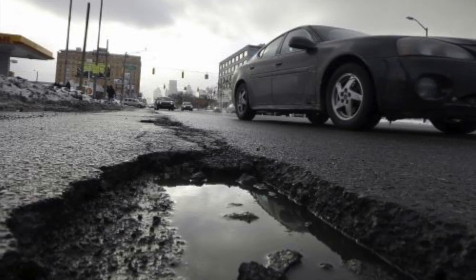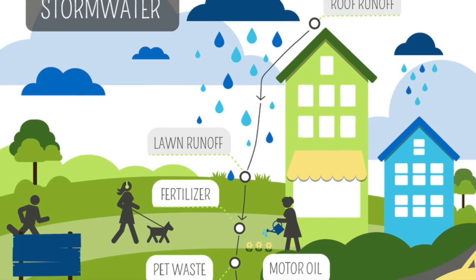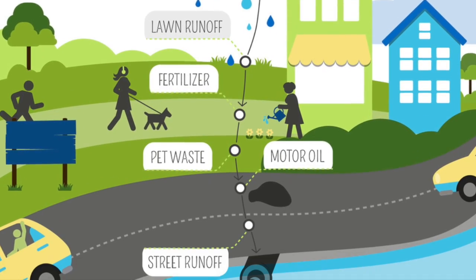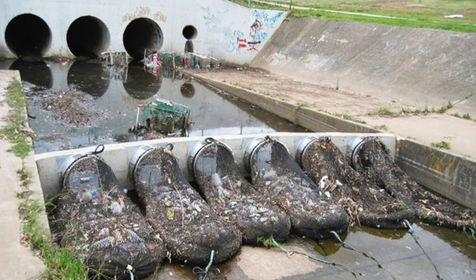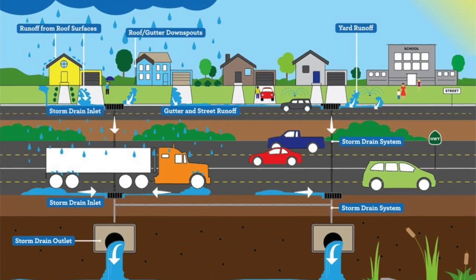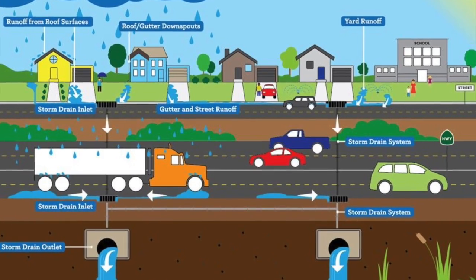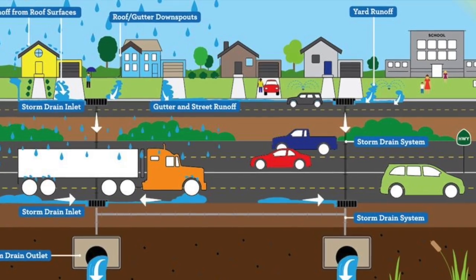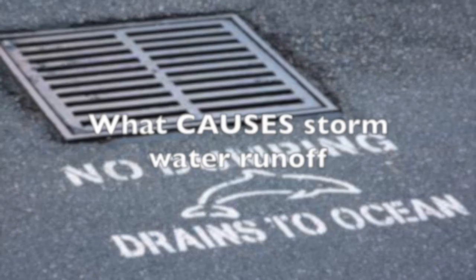What is in stormwater runoff? Stormwater runoff includes many things such as car oil, grease, and coolants, trash, fertilizers, and pesticides, dirt and sediments, chemicals, and detergents.